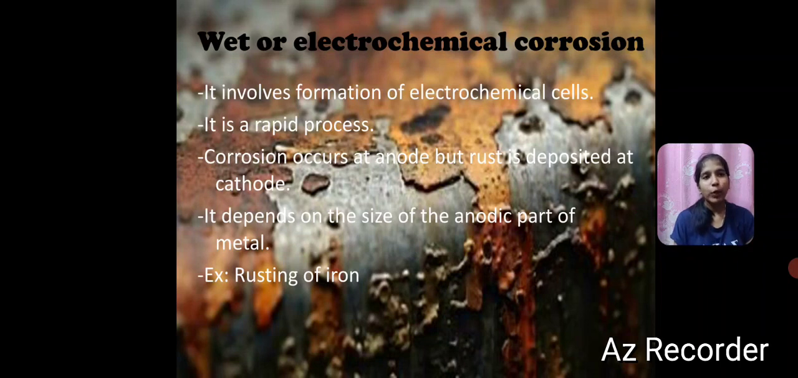Wet or electrochemical corrosion. It involves formation of electrochemical cells. It is a rapid process. Corrosion occurs at anode. The rust is deposited at the cathode. It depends on the size of the anodic part of the metal. Example, rusting of iron.